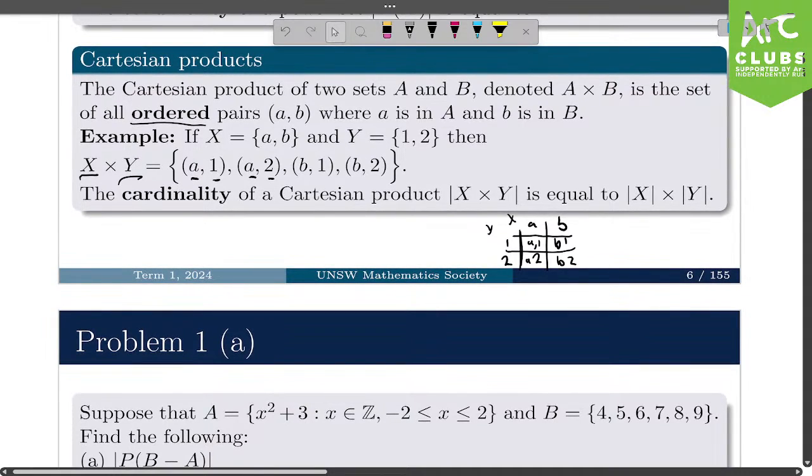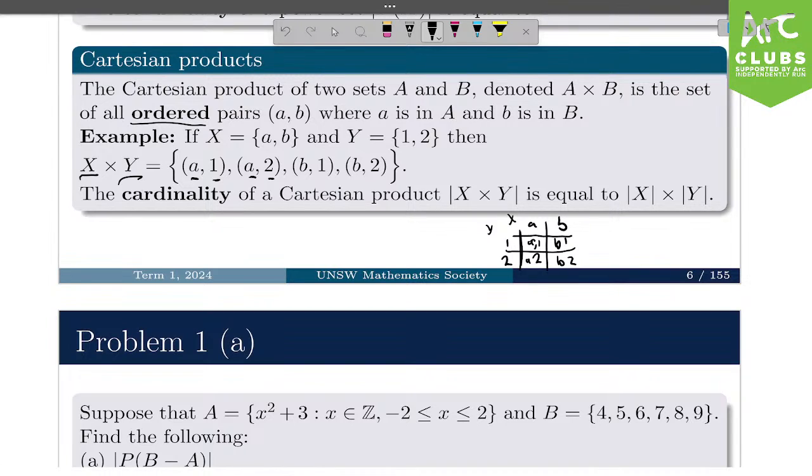And as is probably clear from the table that I've drawn, the cardinality of a Cartesian product, X times Y, is equal to the size of X times the size of Y, right? Because you're just counting up the number of cells in this table that you've made, which would be exactly the size of X times the size of Y.